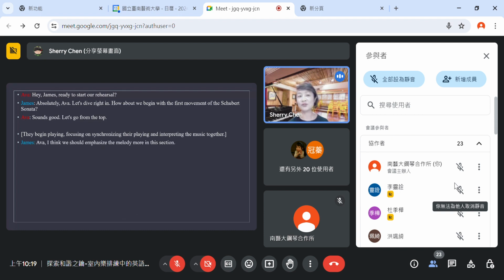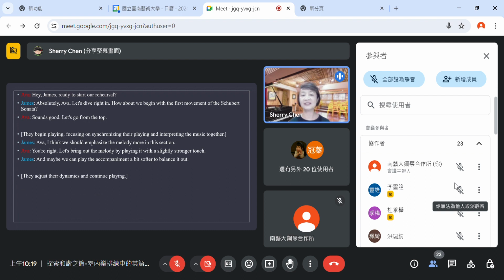So here we have two people, James and Ava. Ava, I think we should emphasize the melody more in this section. You're right. Let's bring out the melody by playing it with a slightly stronger touch. And maybe we can play the accompaniment a bit softer to balance it out. So they adjust their dynamics and continue playing. James, in measure 24, could we try shaping the phrase with a more gradual crescendo?